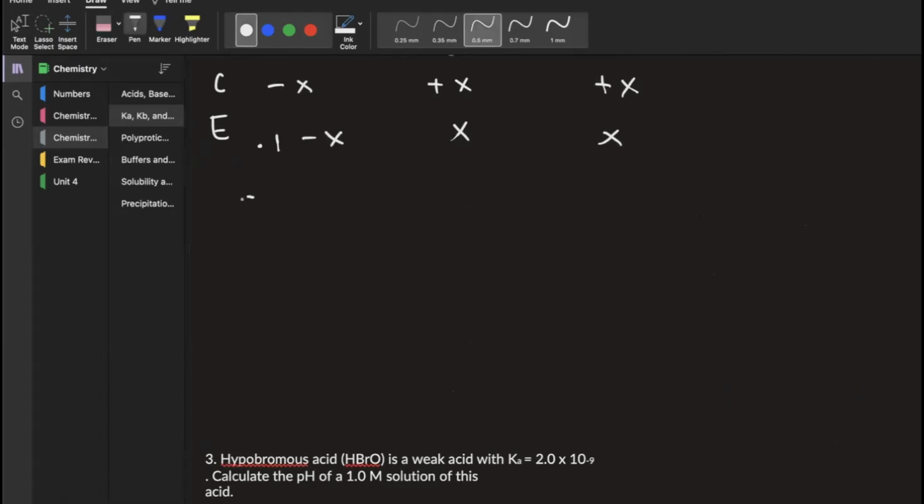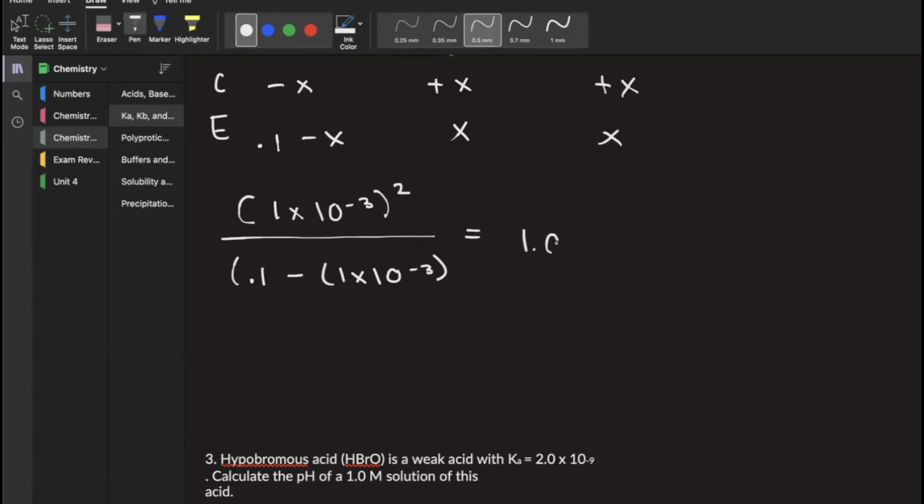Now, what we're going to do is input this number into our equation. So we have 1 times 10 to the negative 3 squared over 0.1 minus 1 times 10 to the negative 3. By solving this with a calculator, we find that our Ka value is 1.01 times 10 to the negative fifth.